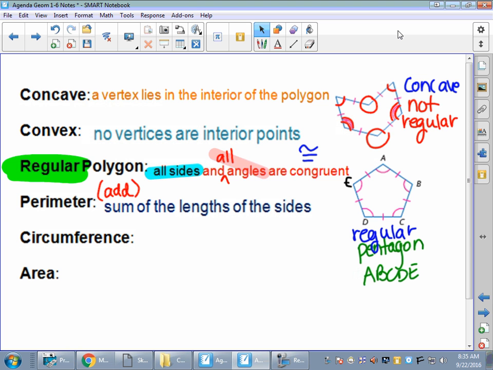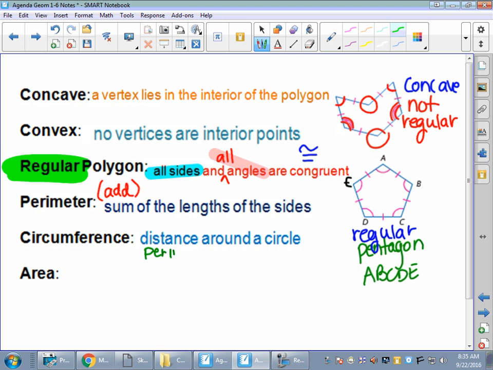Circumference, what kind of shape are we dealing with for a circumference? We've got ourselves a circle. Basically, circumference is the perimeter of a circle. I like that definition better because then you understand that perimeter is the distance around the outside. It's harder to measure because it's curved. We don't have straight segments like in a polygon. So we've got a formula for that one in just a second. You probably already know it.